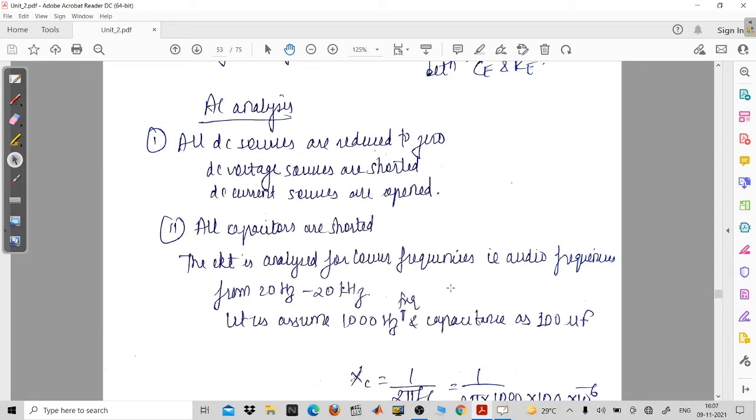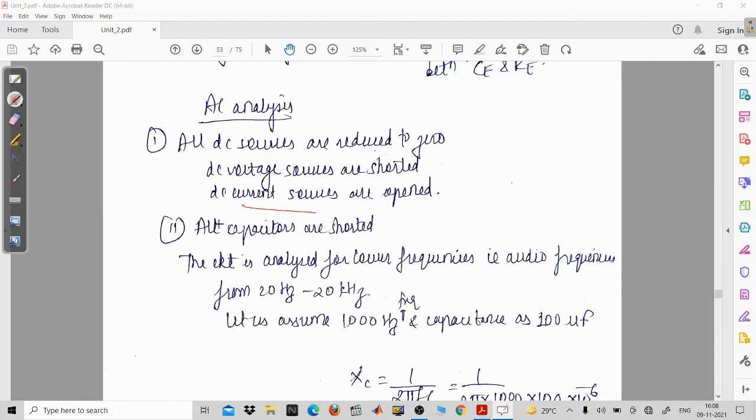So today we are going to understand the AC analysis in detail. The first step is to understand the steps which will be required to perform the AC analysis. The first step is that you will have to reduce all the DC sources to zero. It means that the DC voltage sources will be shorted and the DC current sources will be opened. It means that you will have to completely eliminate all the DC sources from your circuit.